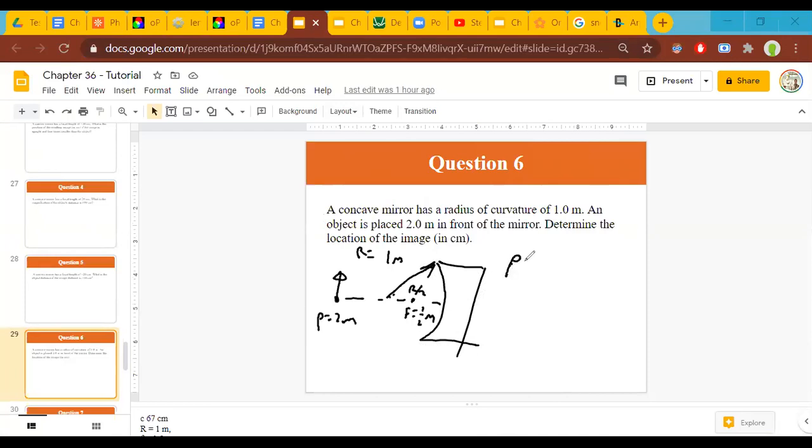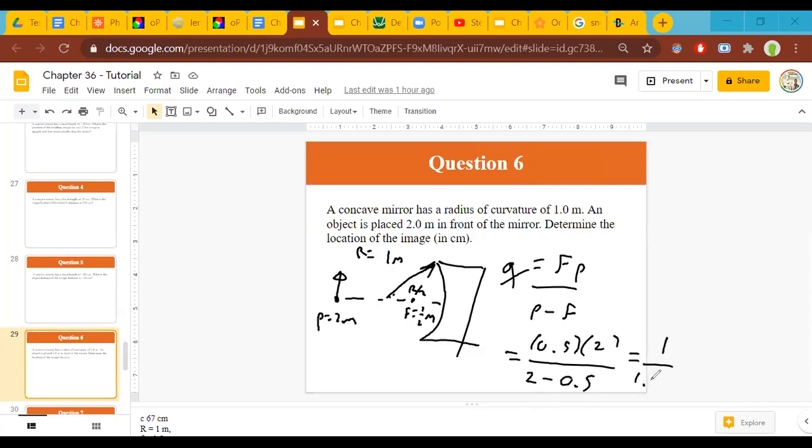So once again, using the formula from before, P is equal to, sorry, Q. So now we're talking about the object. So rearranging the lens formula like we did, we got FP is equal to P minus F. The focal length is half the radius, and because it's a concave mirror, the focal length is measured as positive, so we have 0.5 for the focal length. The object distance is 2 meters, divided by 2 meters P minus F being 0.5. So we get the distance of 1 over 1.5, and this should be meters. So this is about 0.67 meters.